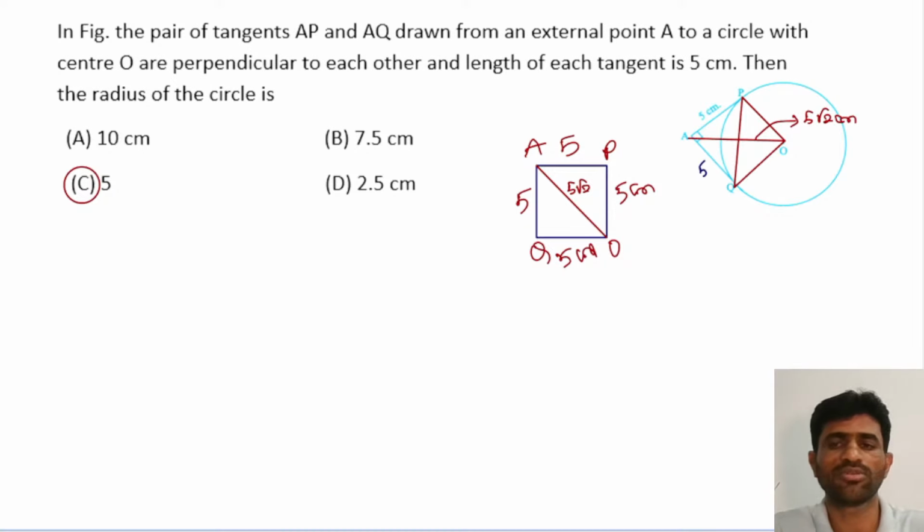But here they did not ask you the diagonal, or the distance between the external point and the center, or the chord PQ. If they ask you the length of the chord PQ or the distance between the external point and the center, it is going to be 5 root 2. But in this question they are asking only the radius. So the radius is only 5 centimeters. Hope you understood this.